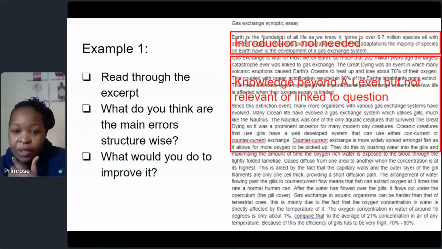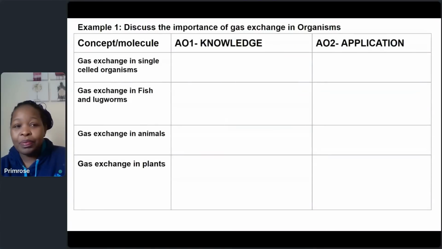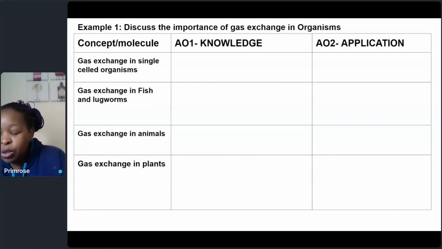So what I would advise is, I've taken the same essay and just done firstly a plan for it. So this is my advice as to how you should plan your essay. So here's the question. Now I've made the question one part. So I've discussed the importance of gas exchange in organisms. This is more likely to be discussed as the importance of gas exchange in and between organisms.